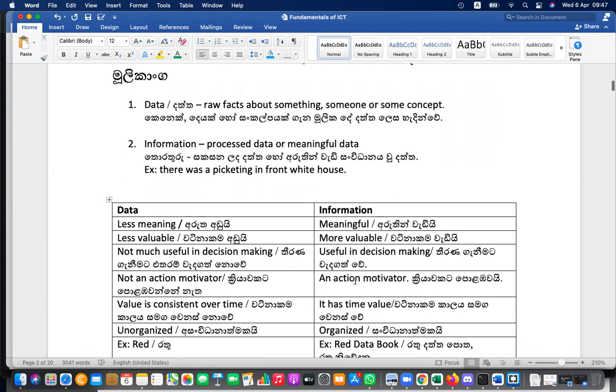You can see the properties of information. It is meaningful; you can get an idea. It is valuable; you can make decisions based on that. When was the picketing? Was it yesterday? You can just find out more about that. It is basically an action motivator. Action motivator means you will think, I need to search this, I need to Google this. What was the picketing in front of the White House? That is a motivational factor. And it helps you in decision making. Not even Sri Lanka, even America is facing troubles. You can make decisions. You can compare.